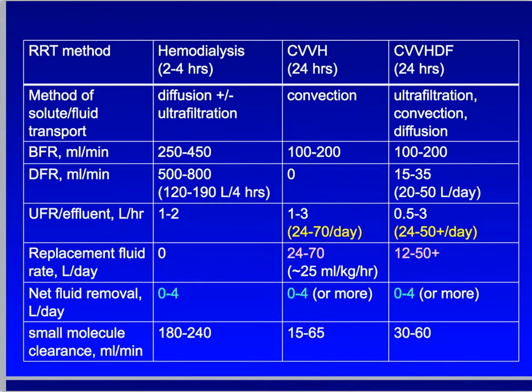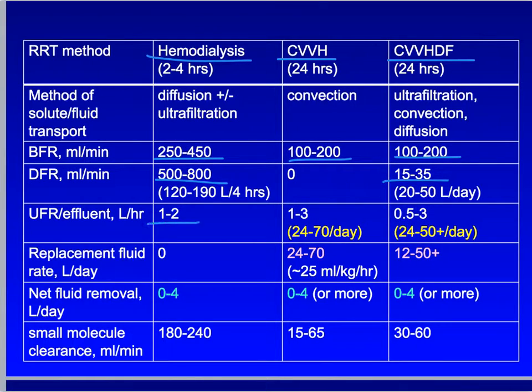Finally, let's summarize and compare the three different modalities of RRT that are most commonly used: hemodialysis, CVVH, and CVVH-DF. Notice that the blood flow rates of the continuous therapies are lower than for a 4-hour dialysis. Dialysate flow rates are also lower in CVVH-DF, only 15 to 35 mLs per minute, compared with 500 to 800 for hemodialysis, again because of the 24-hour duration of the treatment.